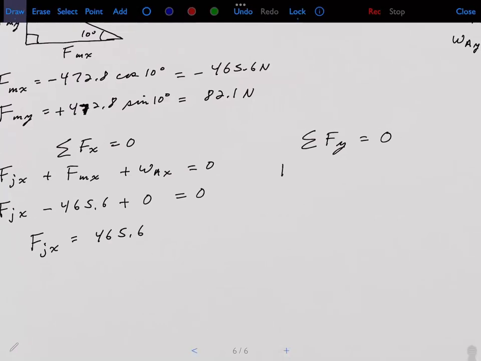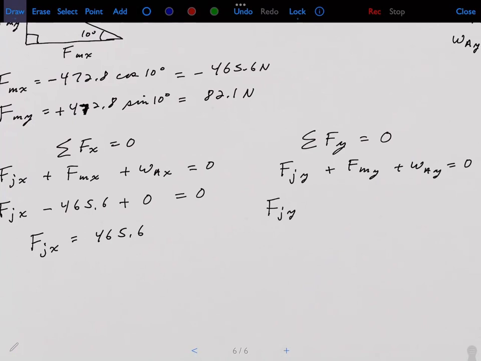Do the same thing for the y direction. So I have Fjy, the y component of the joint force, plus Fmy plus WAy is equal to 0. So I have Fjy.